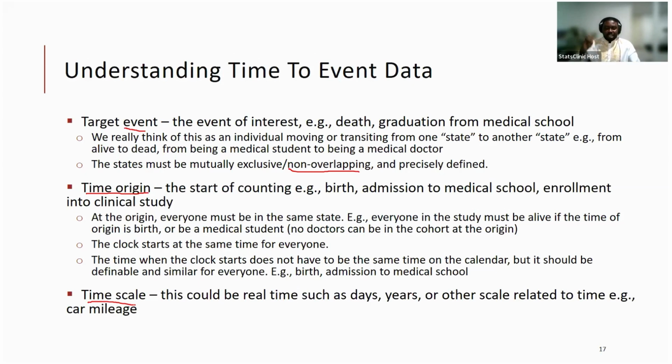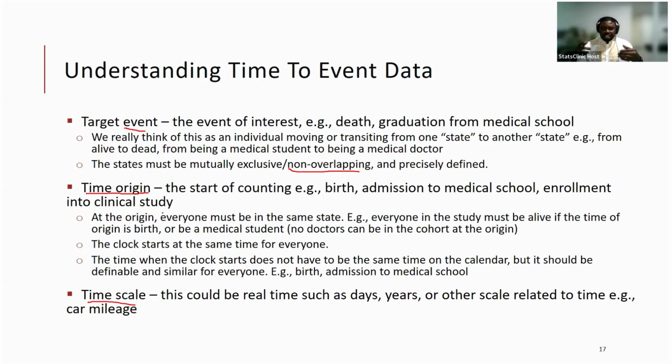So the time scale might be in days or years, but sometimes the time scale is not real time. It might be car mileage. The question might be, if you buy a new car, how quickly does that car start giving you engine trouble? The date when you buy the new car is a time origin. But two people will use a car in different ways, so we can think about time of using the car differently. We can also use car mileage as a time scale.